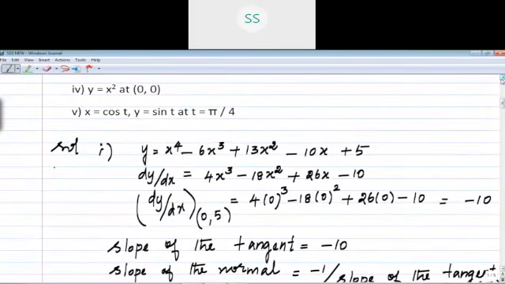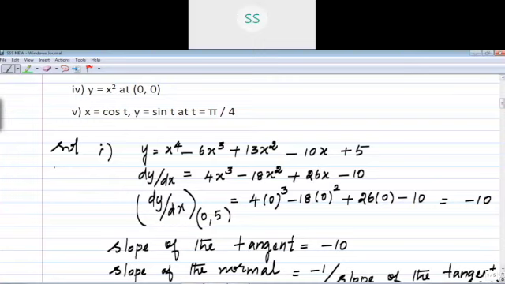You people should listen. y = x^4 - 6x^3 + 13x^2 - 10x + 5. dy/dx is given to you. The point is also given, right? You substitute and found that it is -10. That is your slope of the tangent.